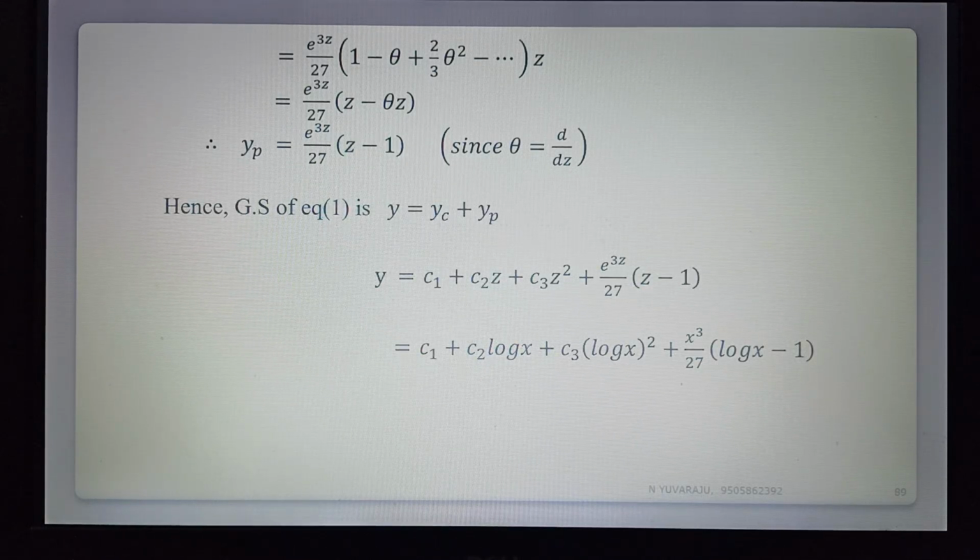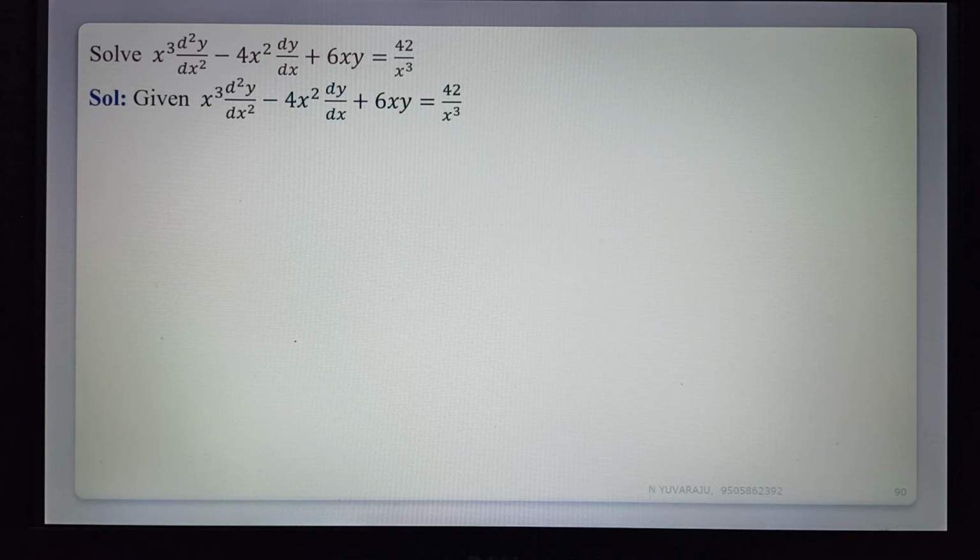So next example here. Solve x cube d square y by dx square minus 4x square dy by dx plus 6xy is equal to 42 by x cube. First write the operator form. So x cube D square minus 4x square D plus 6x into y is equal to 42 by x cube.